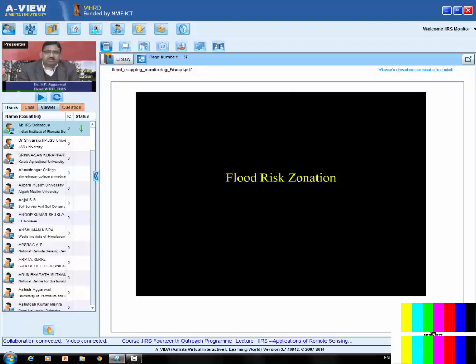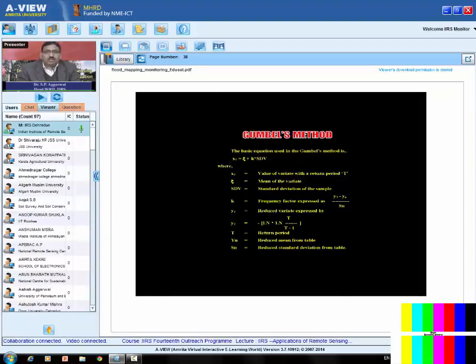So let us try to understand. Here I am going to show you the integration of statistical models, remote sensing and GIS, and how these three technologies are combined to get the flood risk zone map for the next 100 years. First, we are using the Gumbel technique. This is basically an extreme value approach, used for extreme events. Flood is basically heavy rainfall, and heavy rainfall is an extreme event.